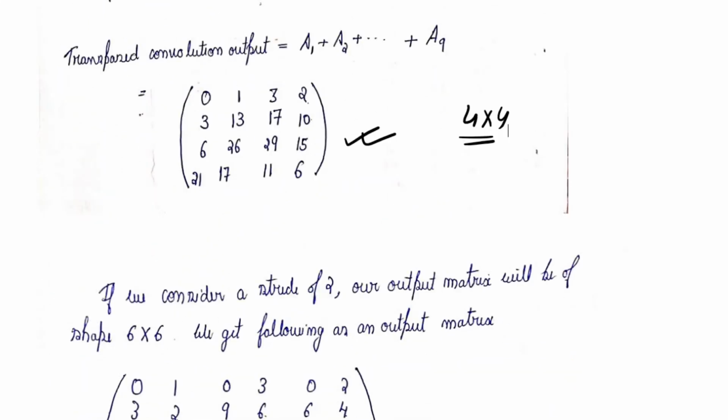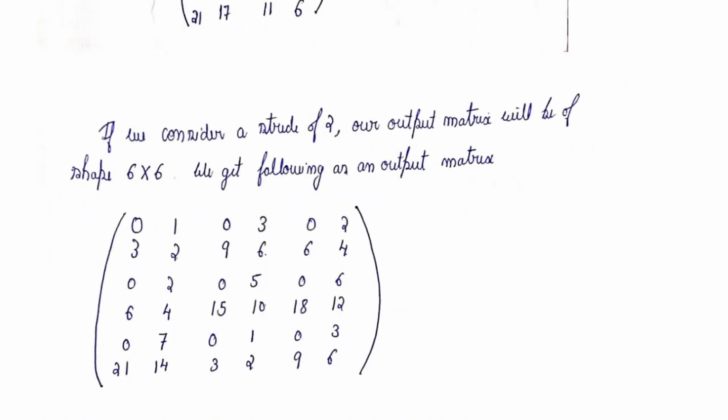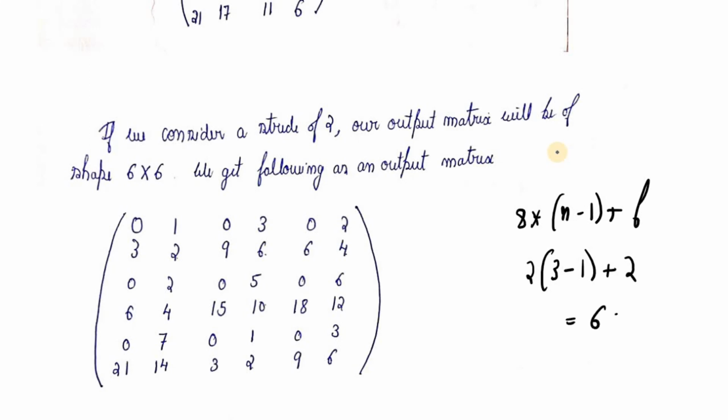Now we can also consider the concept of stride over here, and that will be pretty simple. Whenever we consider the concept of stride, the output size is going to be S into (n minus 1) plus f. So we considered a stride of 2. The output size came out to be 2 into (3 minus 1) plus 2, which is equal to 6. So we should be having a 6 cross 6 matrix as shown over here.